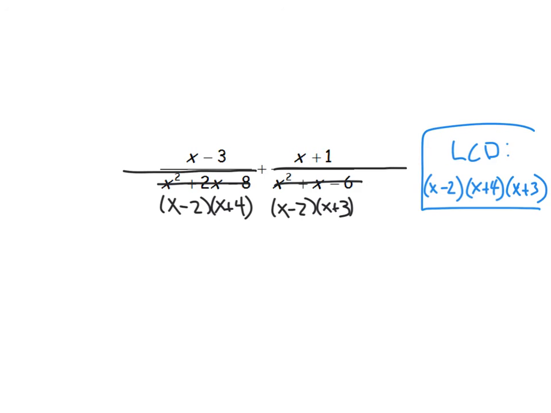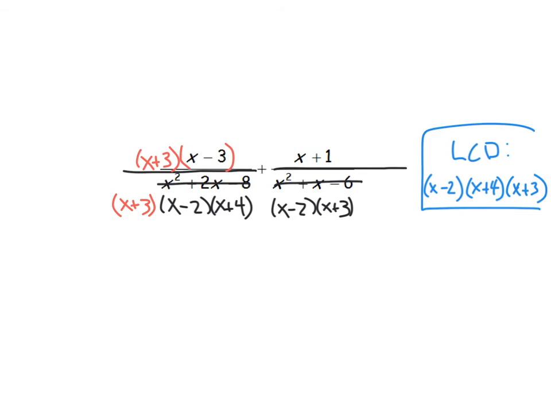All right, this first fraction, we have x minus 2 and x plus 4. We're missing the x plus 3, so we need to multiply by the factor x plus 3 on the bottom, excuse me, as well as in the numerator. When we do that, I would highly recommend that immediately you put the x minus 3 in parentheses as well.